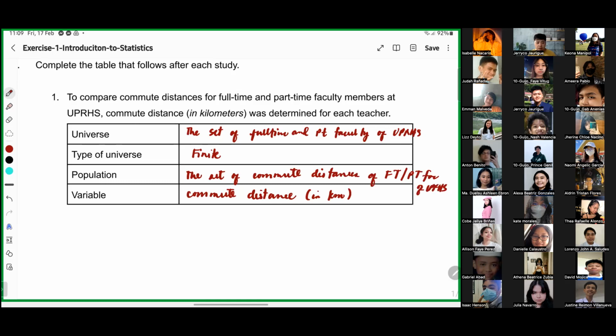Pinapaikli ko lang, pero hindi kayo pwedeng maikli sa quiz natin. And always answer in complete sentence. Bawal mag-abbreviate. Ako lang ang pwede.